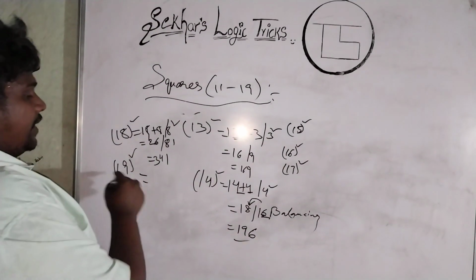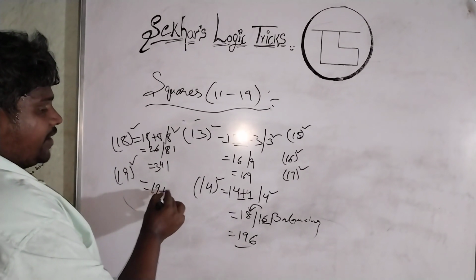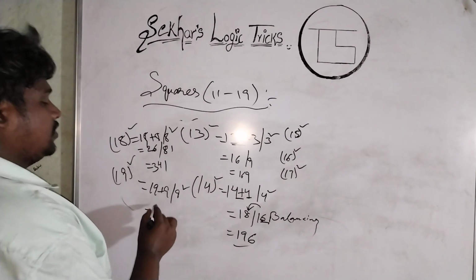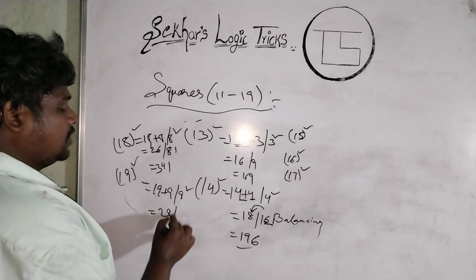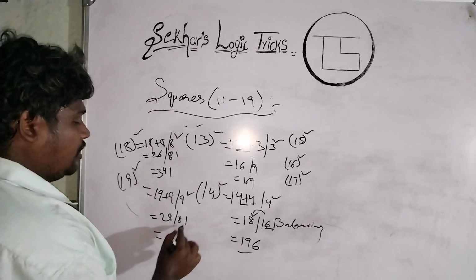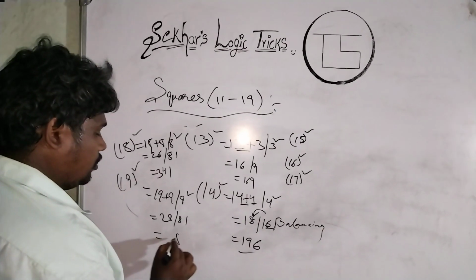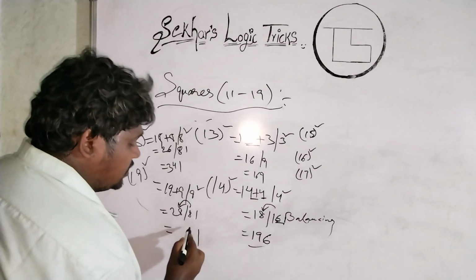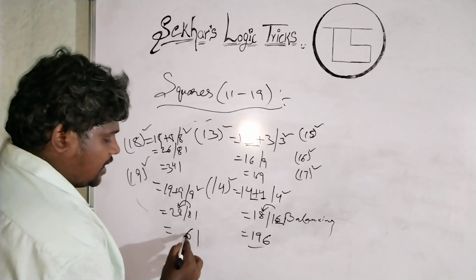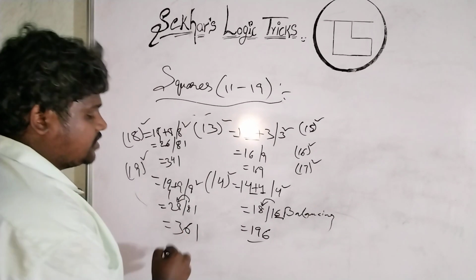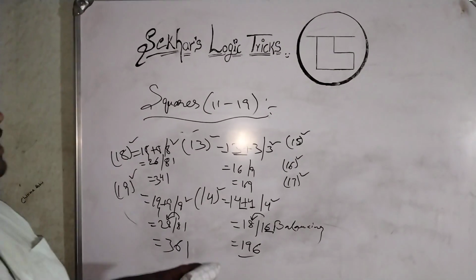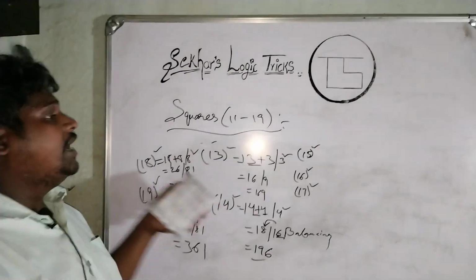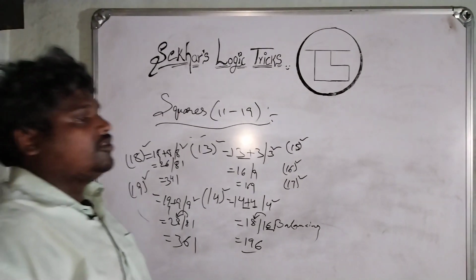Like 19 square: 19 plus 9, slash, 9 square. 19 plus 9 is 28, 9 square is 81. Adding the 8 carry gives 361, so 361 is the answer. Like this we have the squares of 11 to 19 in 1 second by this video.